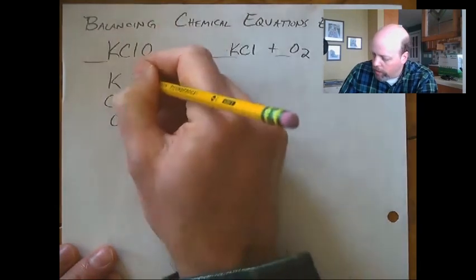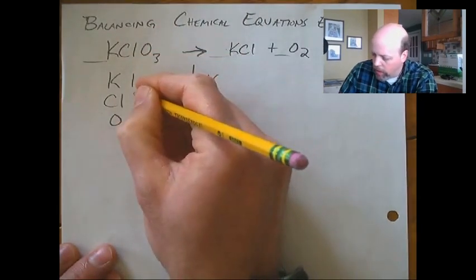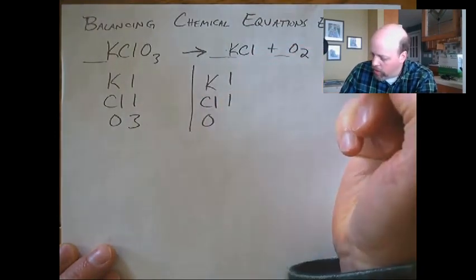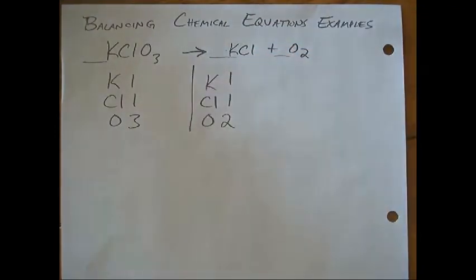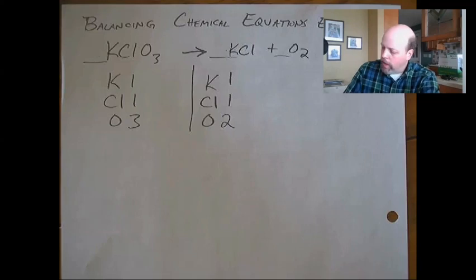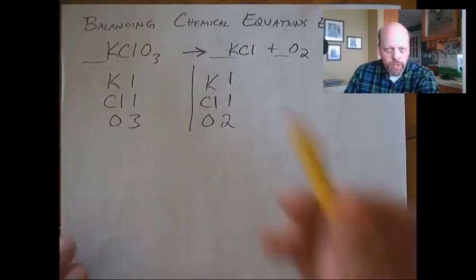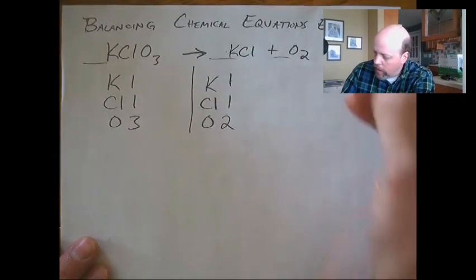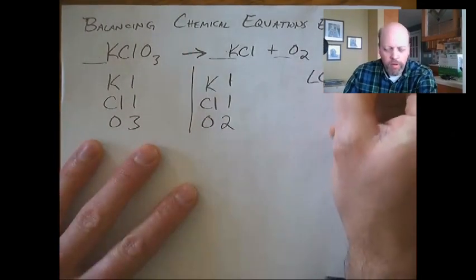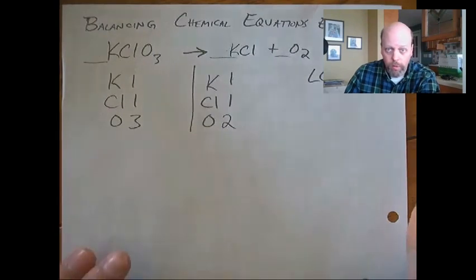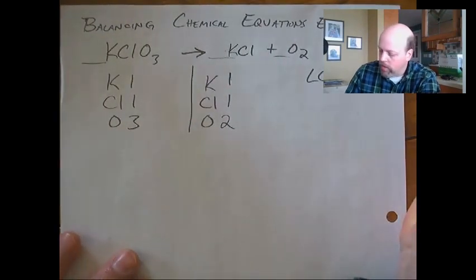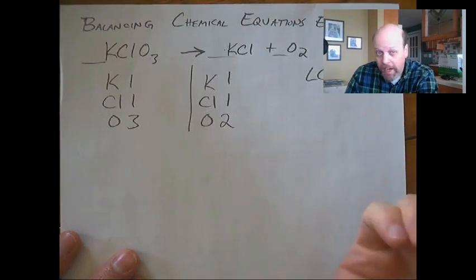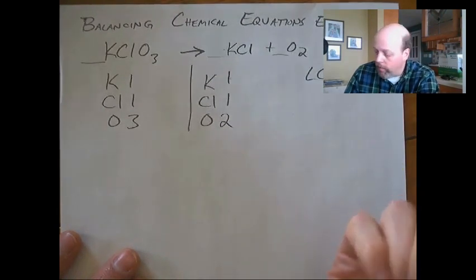So we've got 1 potassium, 1 chlorine, and 3 oxygens on this side, 1 each of the potassium and chlorine on the right, and only 2 oxygens on that. All right, so now that we've counted up the atoms on each side of the equation, we need to make them equal. We do that using something called the least common multiple, which you may remember doing in math class at some point. And it simply says that it's the smallest number that two numbers can multiply to become, whether by each other or by some other number.